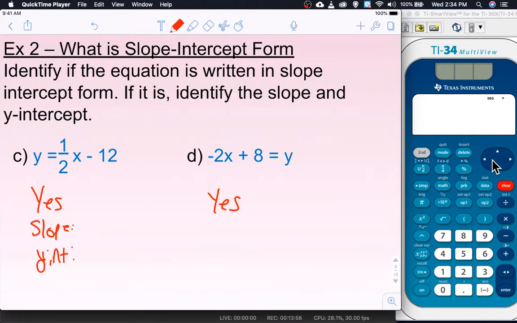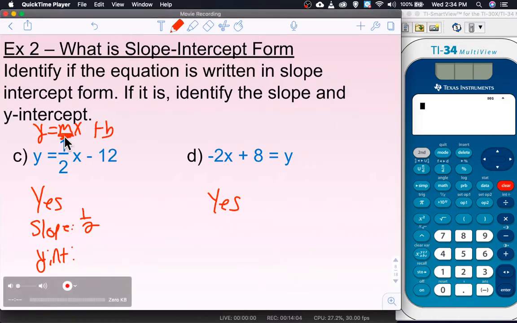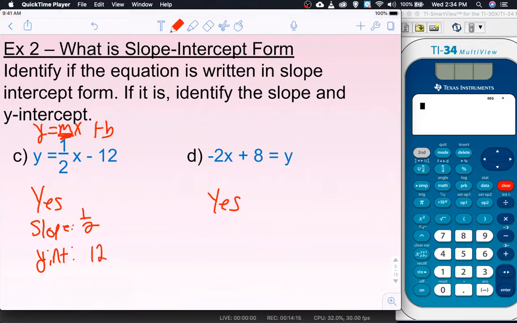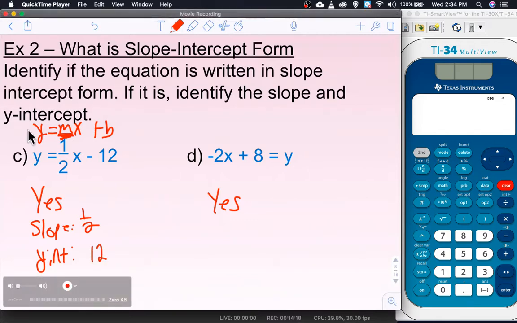Well, the slope for letter C is 1/2. Y equals mx plus b. The m is your slope. That is our slope piece. It is 1/2. The y-intercept is this b. The y-intercept here is not 12. It is a -12. The negative and the 12 are attached together. It is a -12.